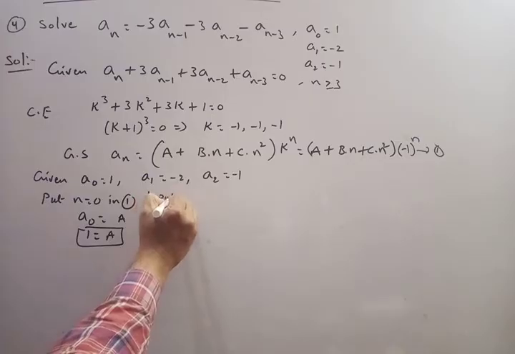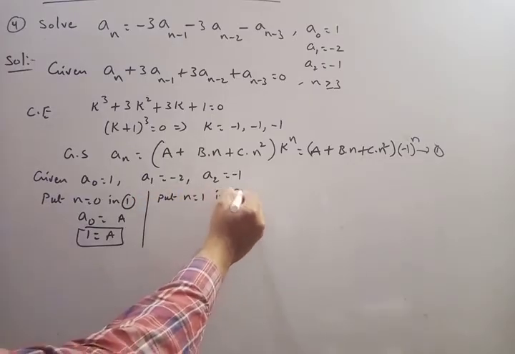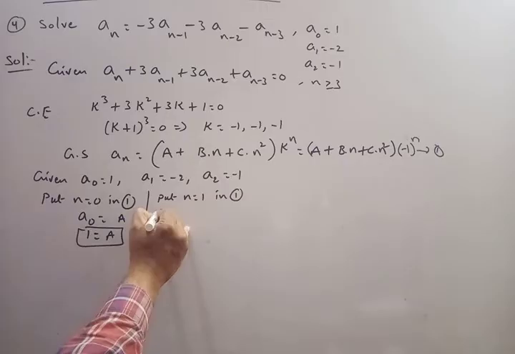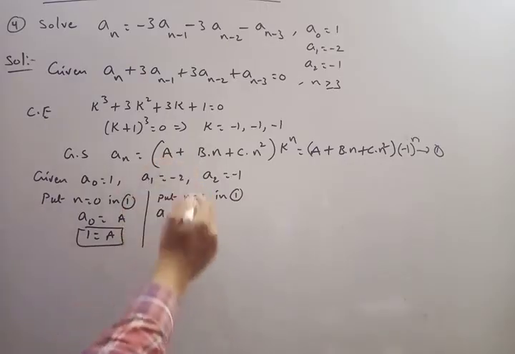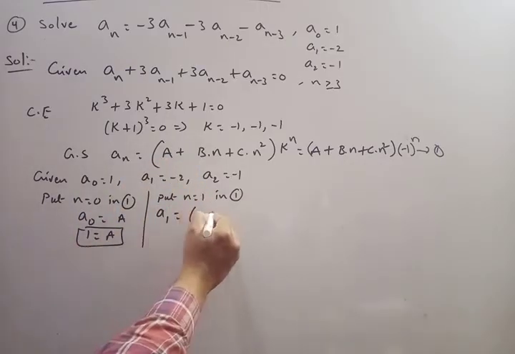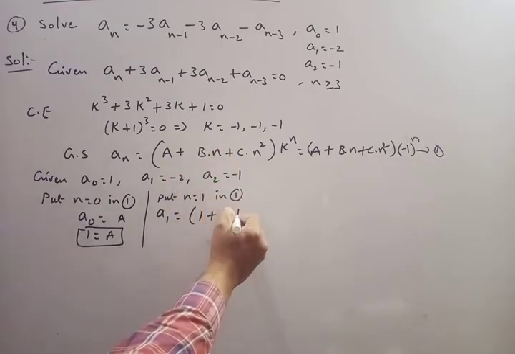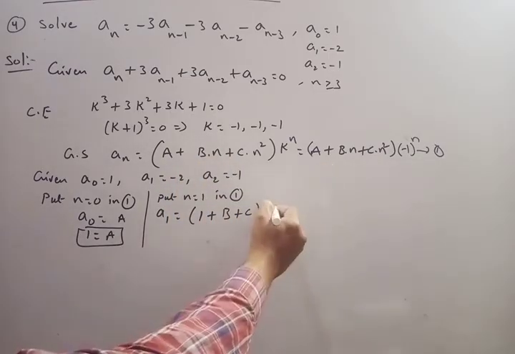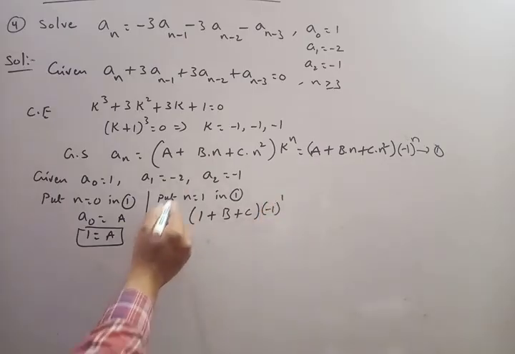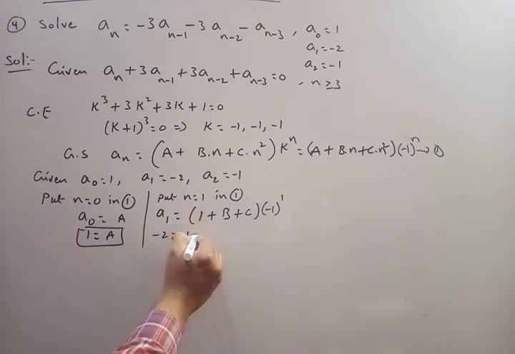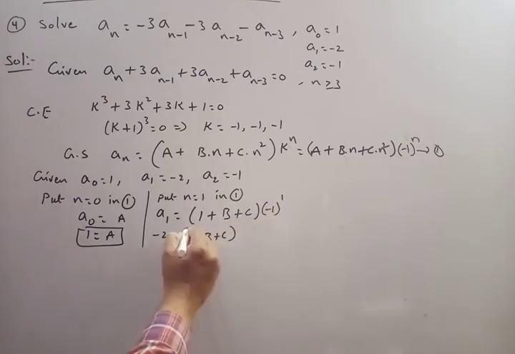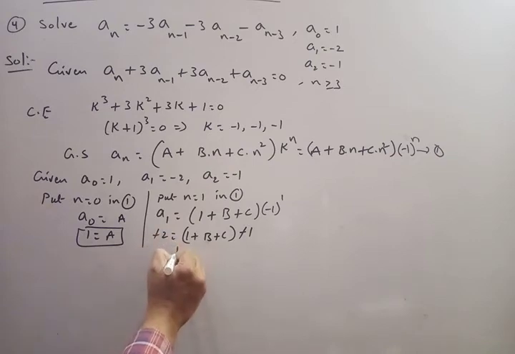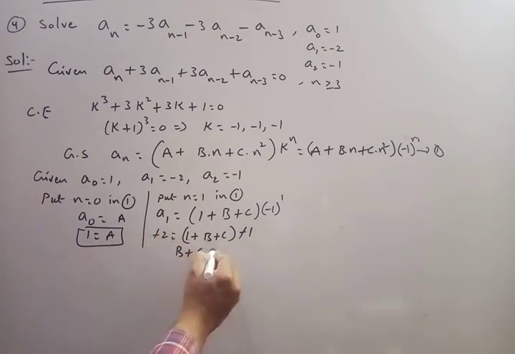Next, put n is equal to 1 in equation number 1. It becomes a1. A is 1, which I got. So b, n is 1, c, minus 1 power 1. That means a1, which is minus 2, equals 1 plus b plus c into minus 1. Minus and minus cancel, b plus c, and this 1 goes to this side, equals 2 minus 1, which is 1. So b plus c is equal to 1. I got one equation.